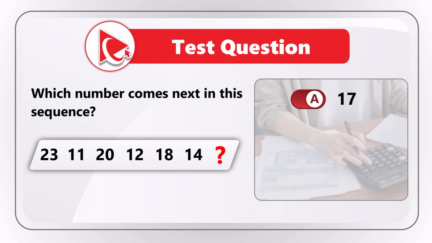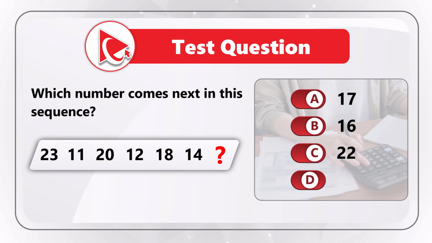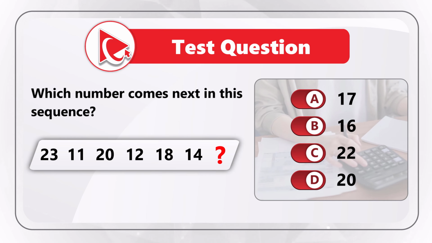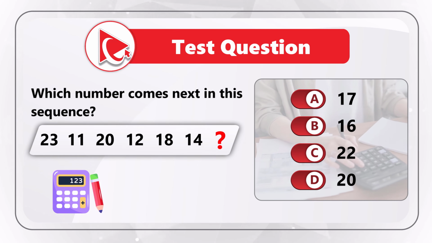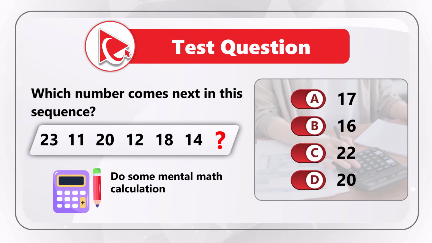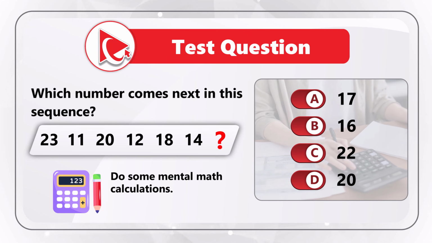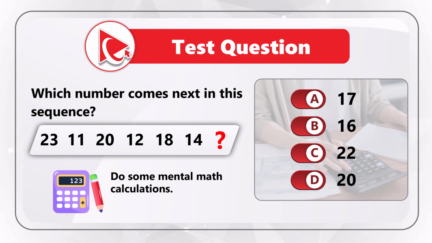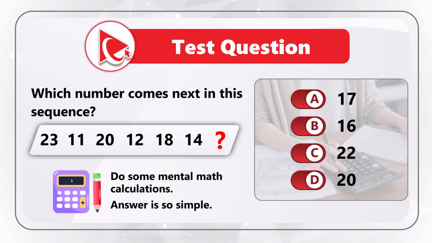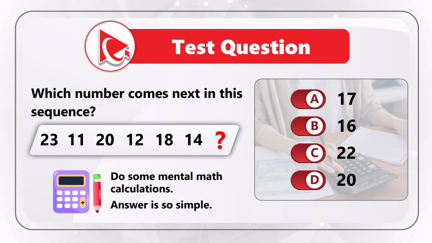Choice A, 17. Choice B, 16. Choice C, 22. And last but not least, choice D, 20. Take a close look, maybe do mental math calculations to see if you can come up with the answer. Seems unsolvable, isn't it? But be sure that the answer will look so simple as soon as I reveal it, just like in a magic trick.